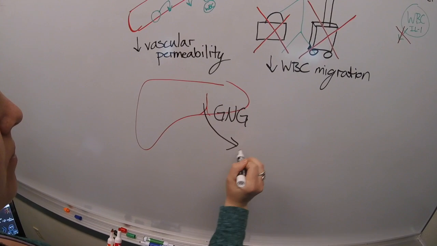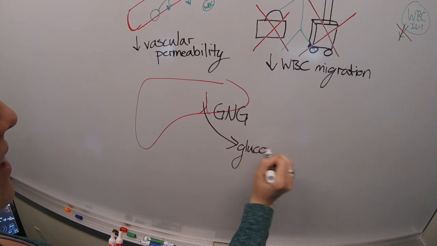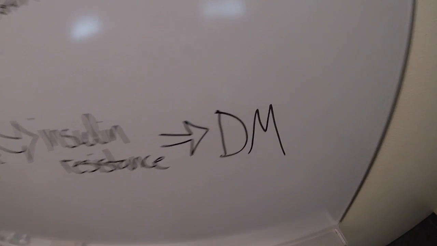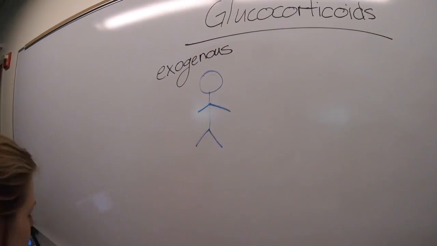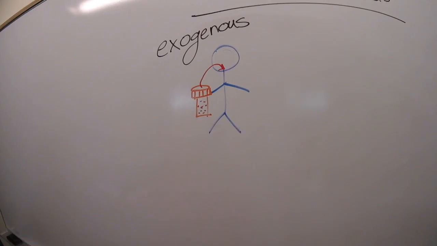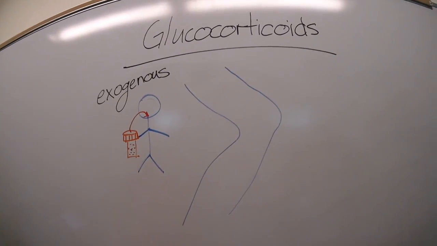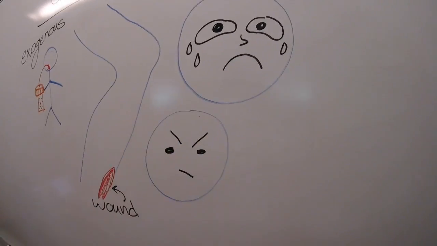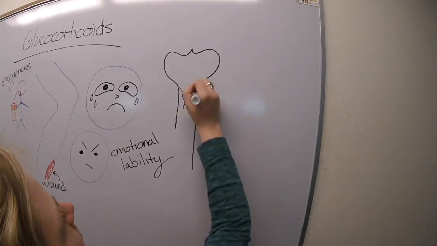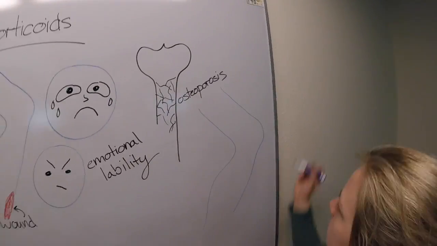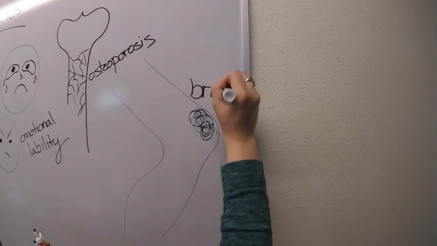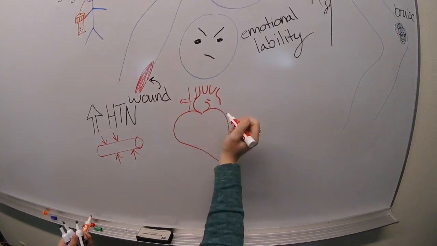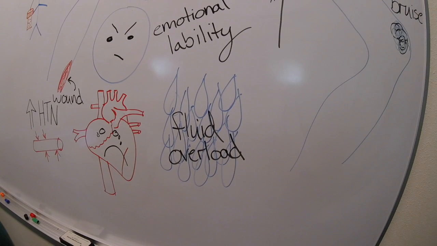Glucocorticoids also promote gluconeogenesis by increasing blood glucose and resulting insulin resistance, which can put the patient at risk for developing diabetes mellitus. Exogenous administration causes endogenous secretion to stop. Adverse effects of glucocorticoids include poor wound healing, emotional lability, psychosis, schizophrenia-like behaviors, hyperglycemia, osteoporosis, ecchymoses, fragility, hypertension due to vasoconstriction, and heart failure and fluid overload from mineralocorticoid receptor stimulation.